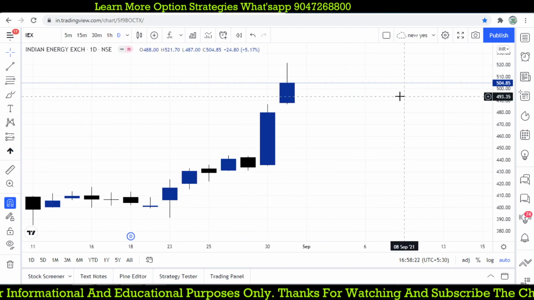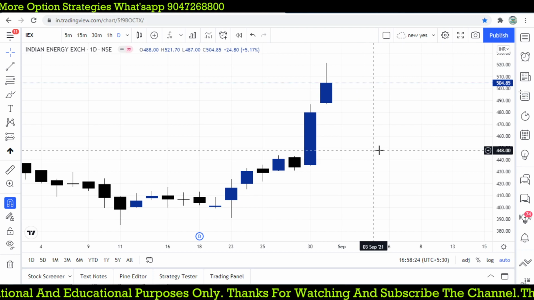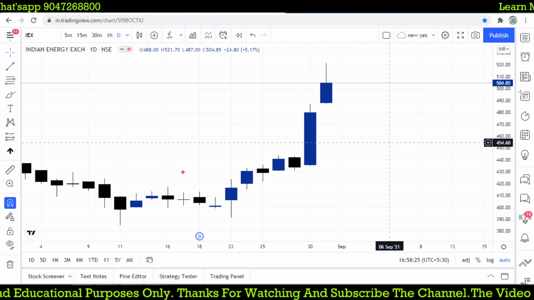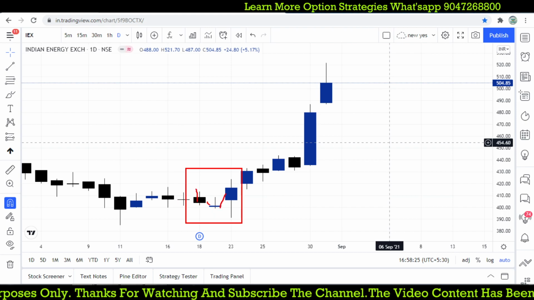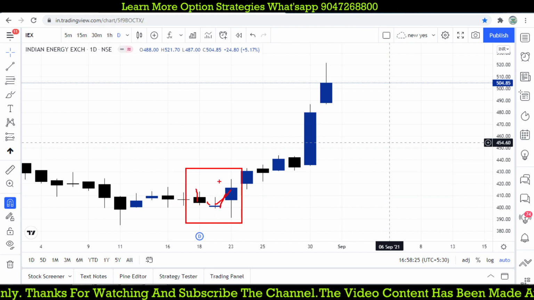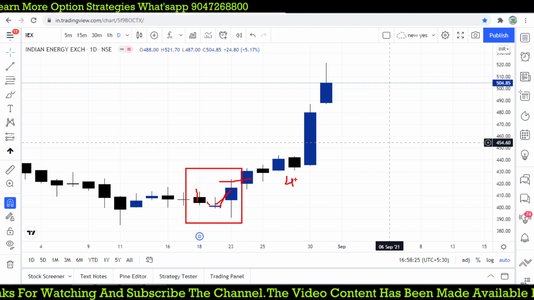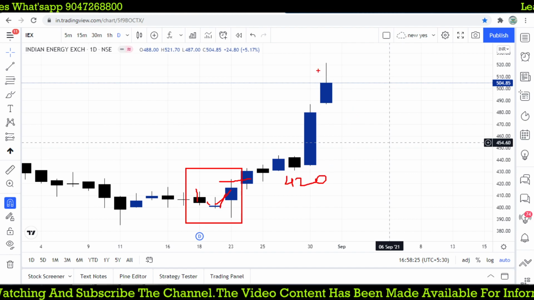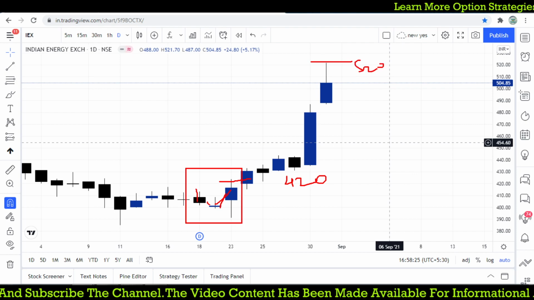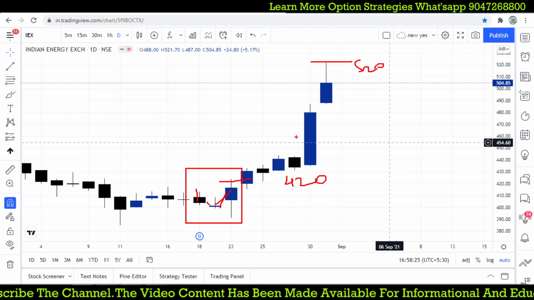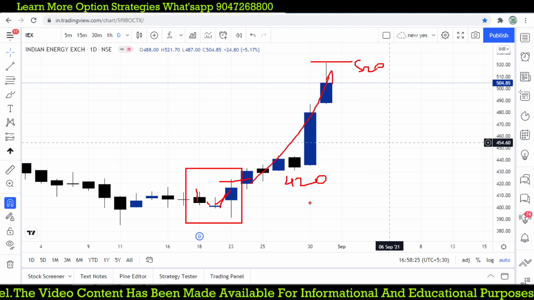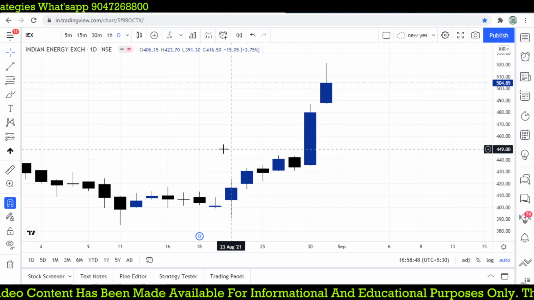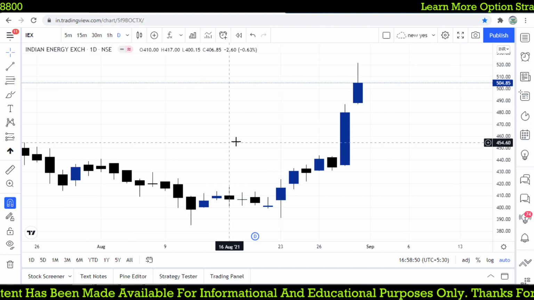Where is that pattern? Can you see it? Yes, here is the pattern: a red candle, the second one gaps lower, then gaps higher, two green candles. That is the entry point at 420. Now the market is at 520, 100 points in 10 days. The market moves 500 points, 100 points, and I think 1250 is the lot size. Such a great opportunity, right?